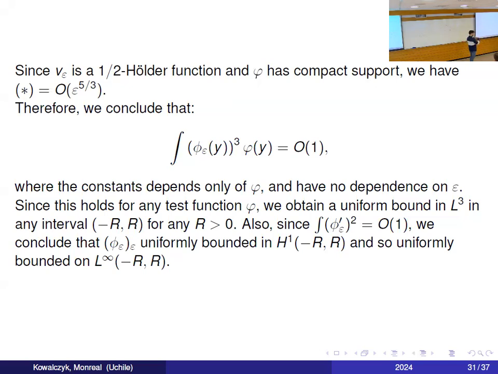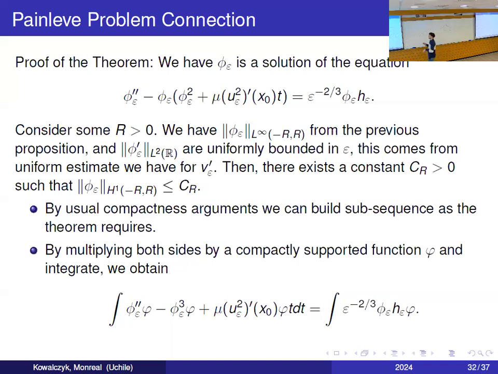Also, using the uniform estimate that we have for V, we integrate this. This is just a computation, but we get the same estimate for phi. We also have that the derivative of phi is uniformly bounded. So we have L3 loc, so L2 loc, and so we have H1 loc, and so L infinity loc. So we have the L infinity estimate.